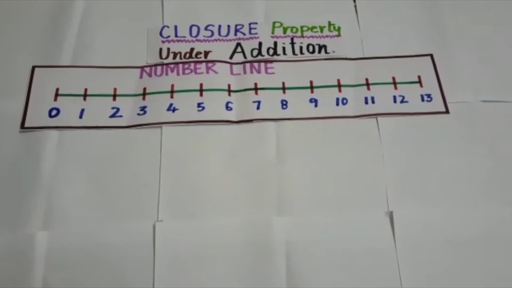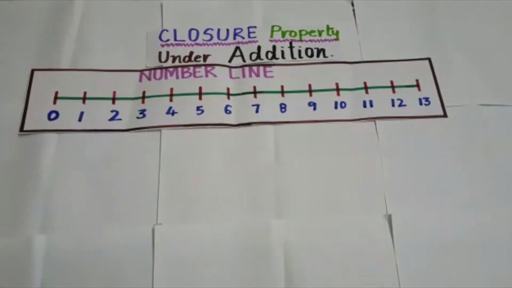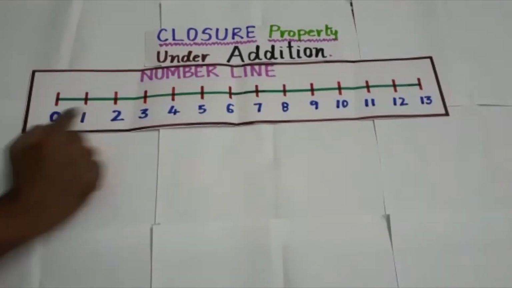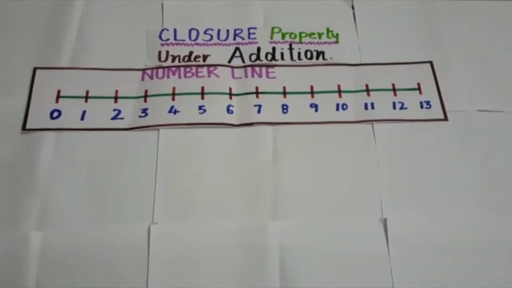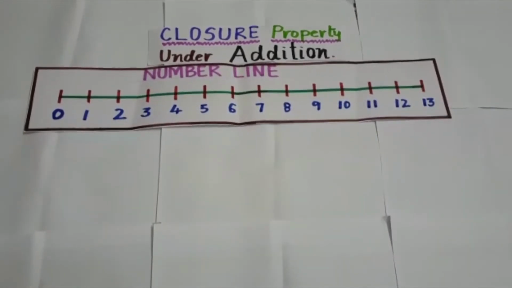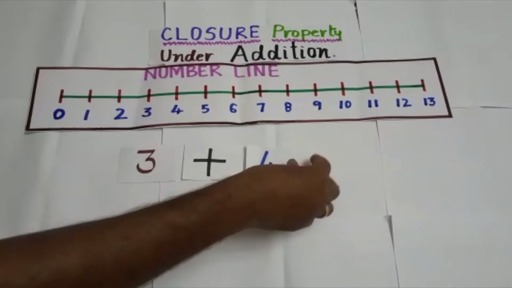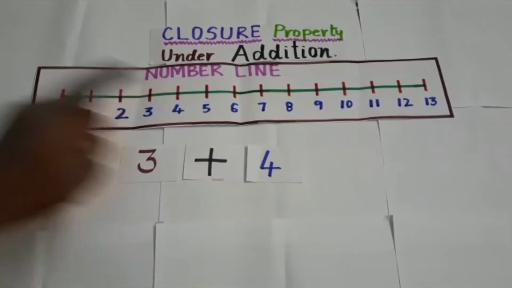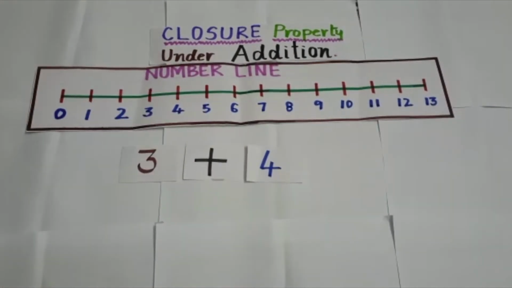Students, let us perform an activity of closure property under addition. For this, we use number line which contains whole numbers from 0 to 30. Students, let us add two whole numbers 3 and 4. 3 is present in this number line, so I can say 3 is a whole number, and 4 is also present in this number line. You can also say that 4 is also a whole number.